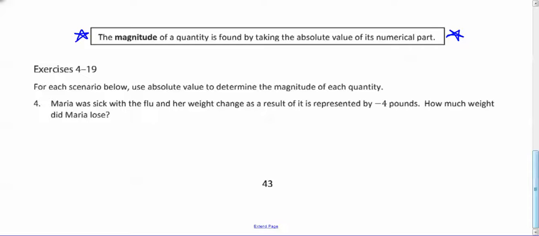So here we go. Maria was sick with the flu, and her weight as a result of it is represented by -4 pounds. Oof. How much weight did Maria lose? So we're going to find the absolute value of what number? -4. So the absolute value of -4 is 4. So if you want to be fancy, you can write Maria lost 4 pounds. Let's go to the next page.